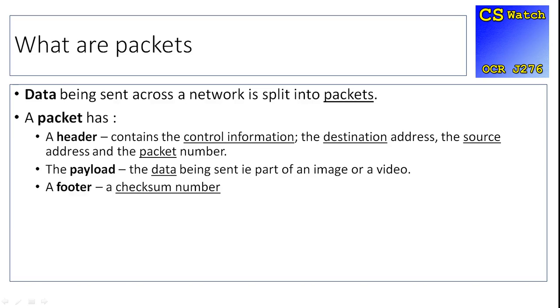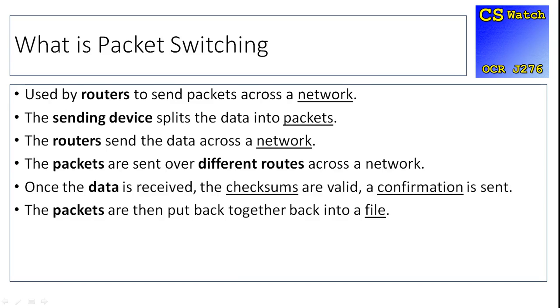It has the payload, which is the data being sent, so part of an image, part of a video, a piece of text. And then in the footer, it's got a checksum number, and that is used as a form of validation to make sure nothing's been corrupted or edited or changed during transit. When the sending and receiving devices both calculate the checksum value, they both come up with the same value, and the data then gets marked as being received correctly. If not, they know something's gone wrong.